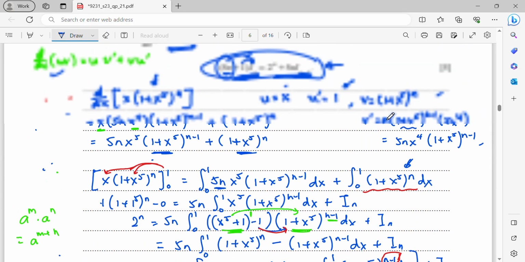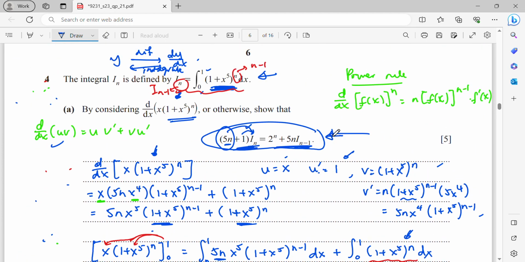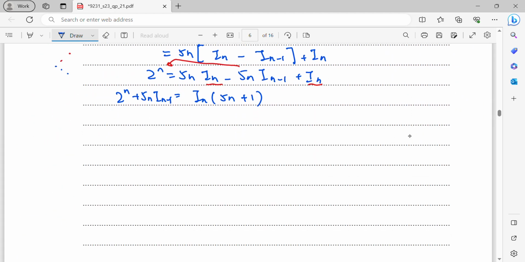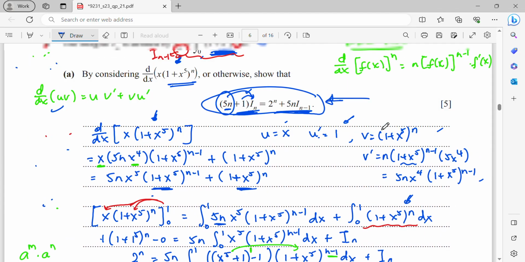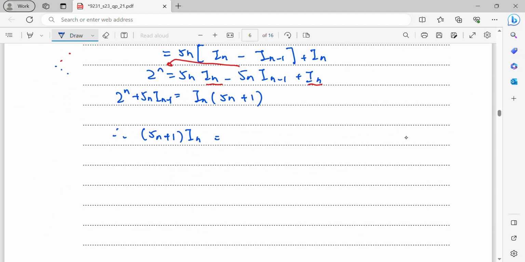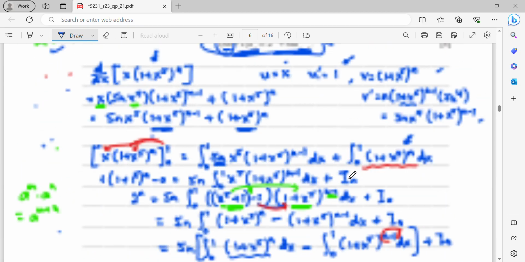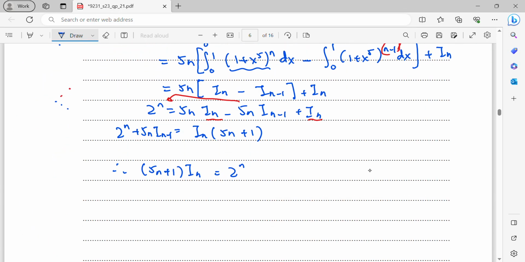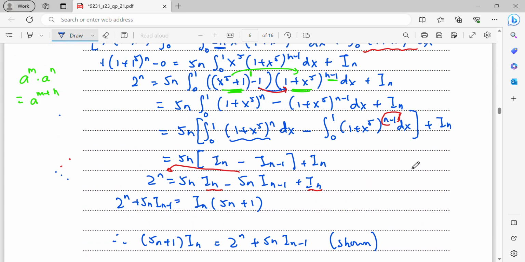Okay, so I just need to rewrite so that it will be in the same form. So I will get (5n plus 1) I_n equals 2 to the power n plus 5n I_{n-1}. Okay, so shown. So this is the solution of this question.